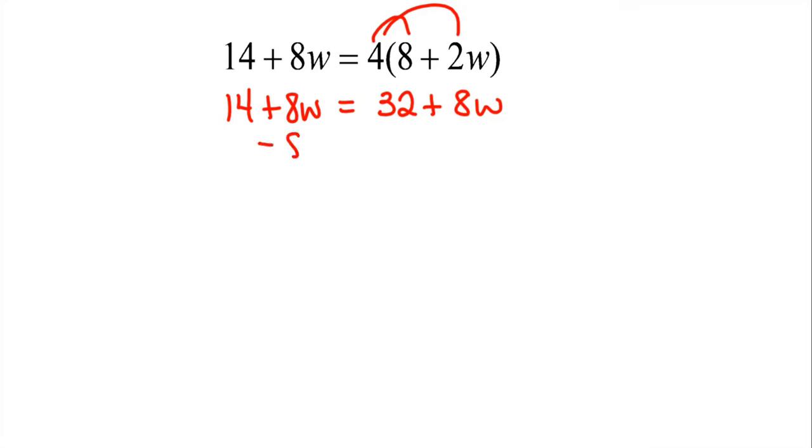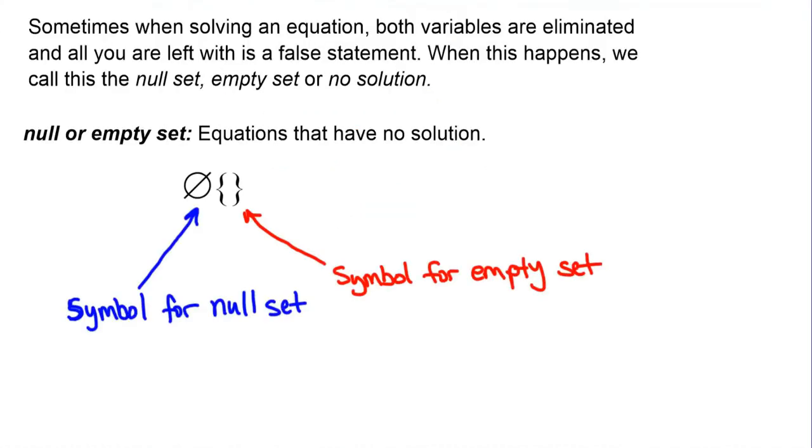So if I try to eliminate one of these by subtracting 8w, I actually end up eliminating both of them, and I end up with 14 equals 32, which is a false statement. That's not true at all. So now the same thing has happened, but I've ended with a false statement instead of a true statement. What am I going to do with this situation?